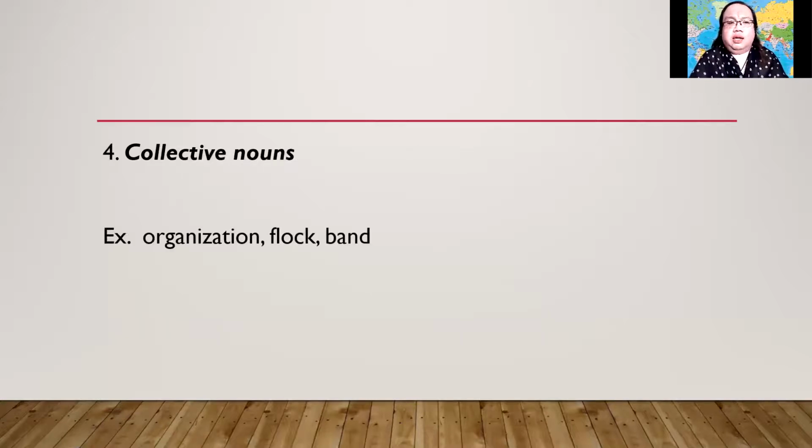Fourth category, collective nouns. Collective nouns are groups of nouns. However, they are considered as a single unit because perhaps these groups of nouns share one goal, one purpose. That's why they are considered as one. So examples of collective nouns are organization, flock, or band.